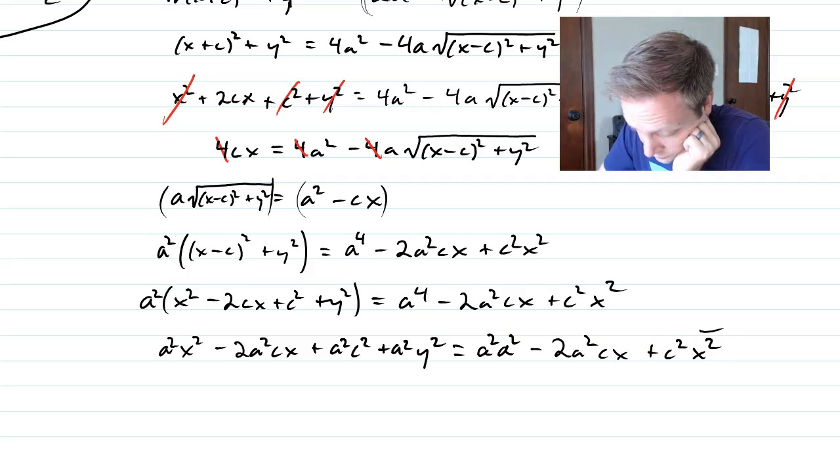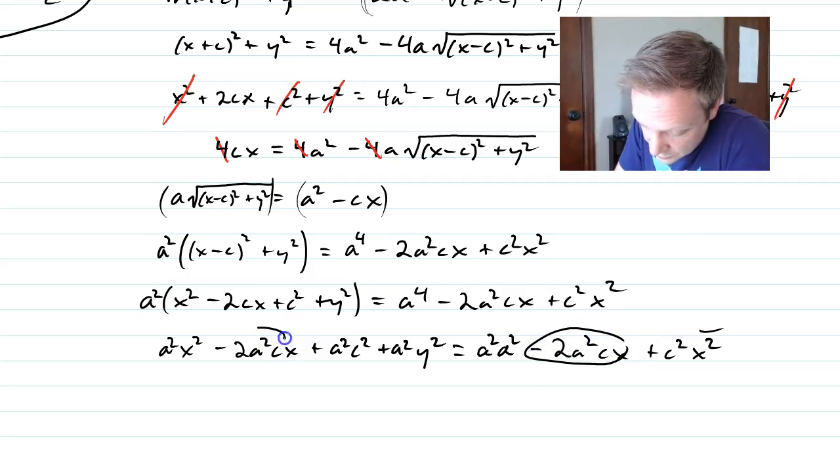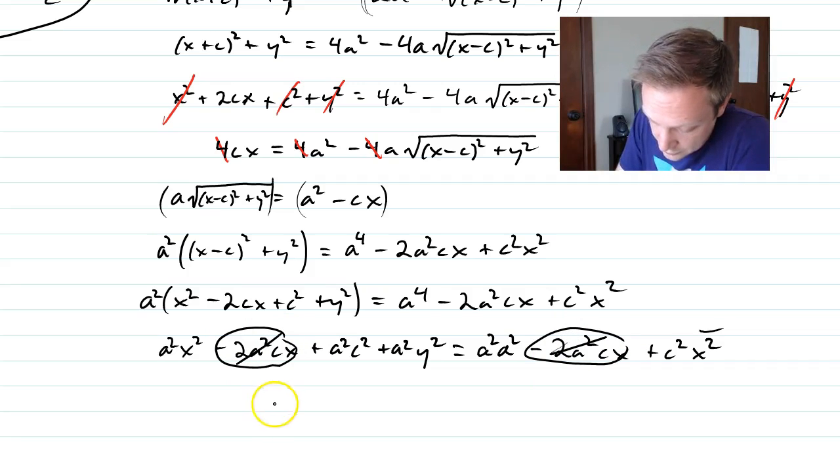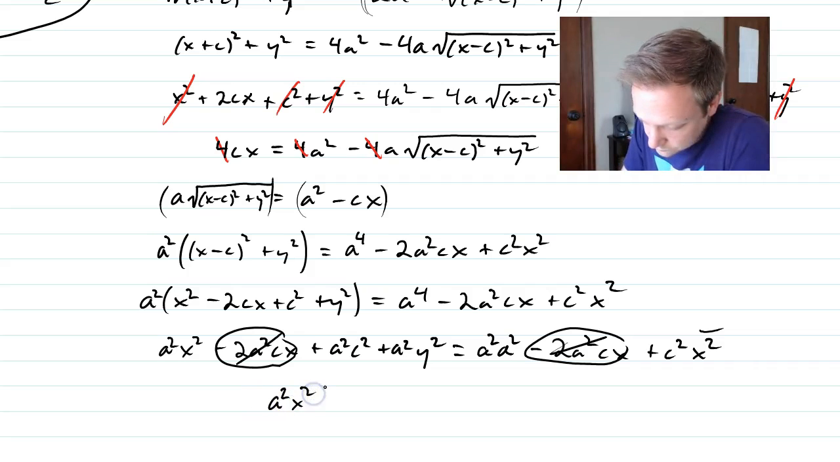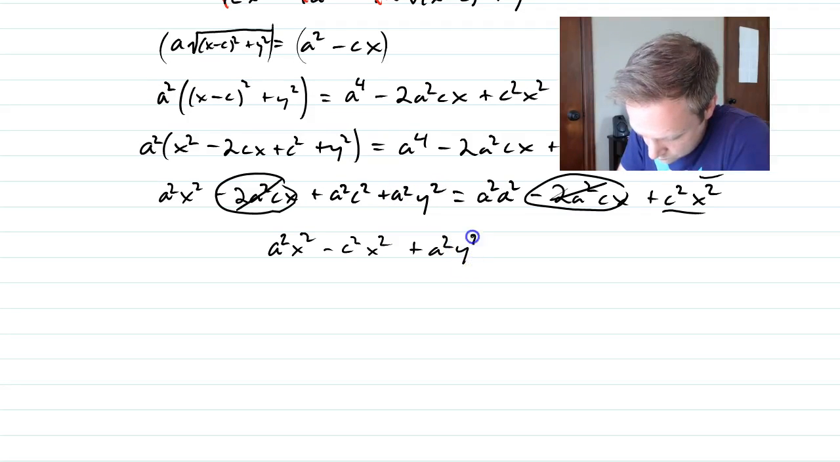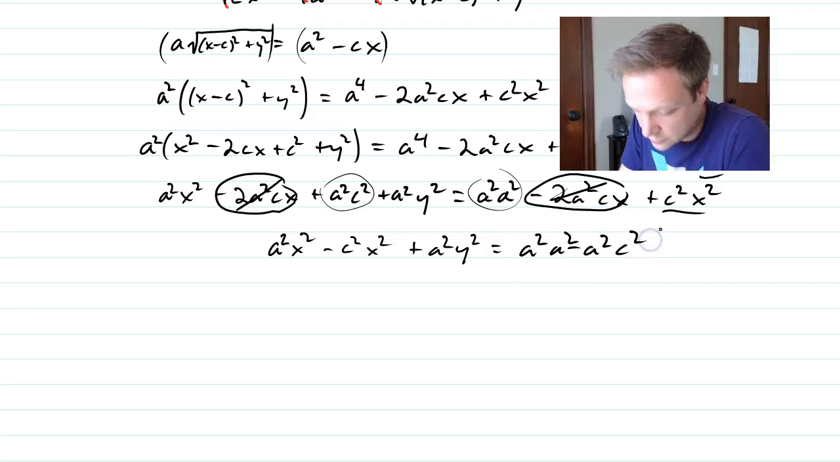Okay, and then it may look kind of hopeless right now, but there is some magic going on here. We actually have the same term on both sides. Those ugly things are going to be canceling out. And we have a squared x squared. I'm going to get the x's together, so I'm going to subtract that over. All right, and then we have a squared y squared. And I'm going to get these that don't have an x or y together. So I'm going to have a squared, and I'm going to subtract a squared c squared.